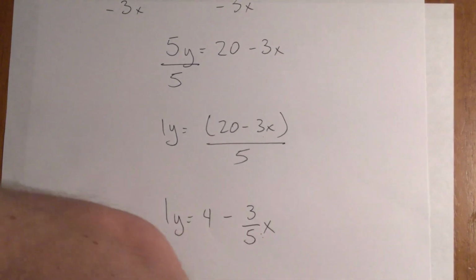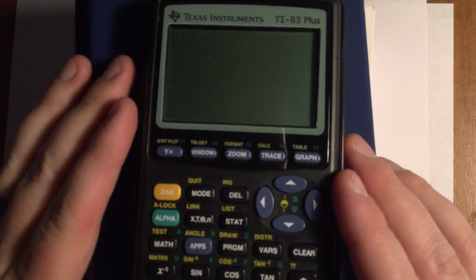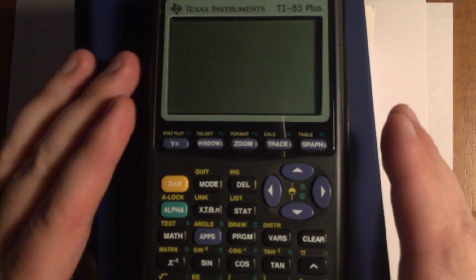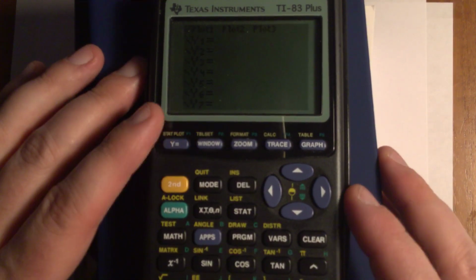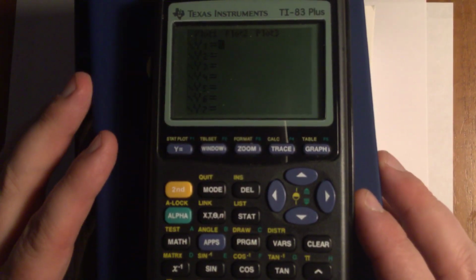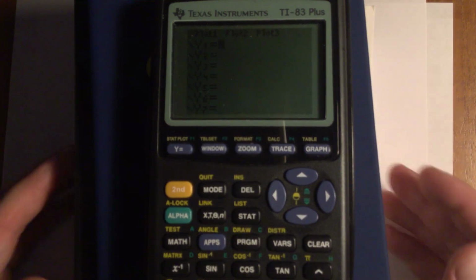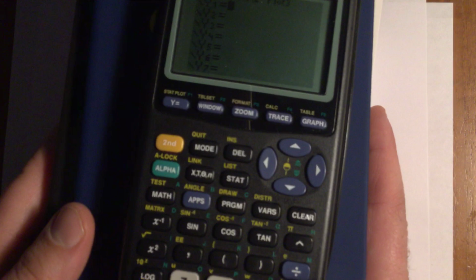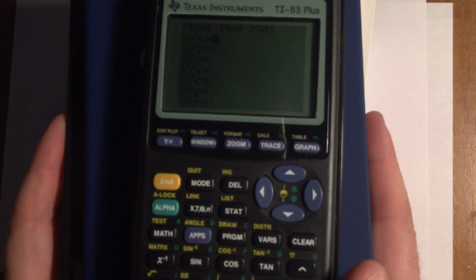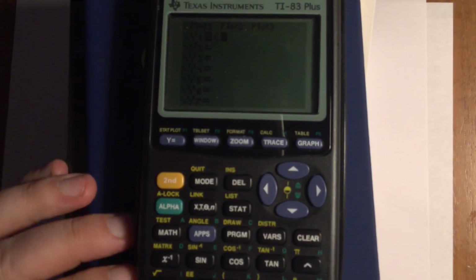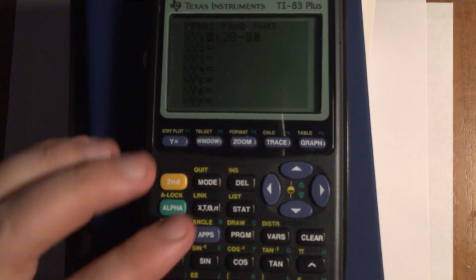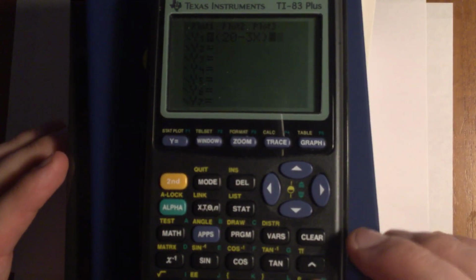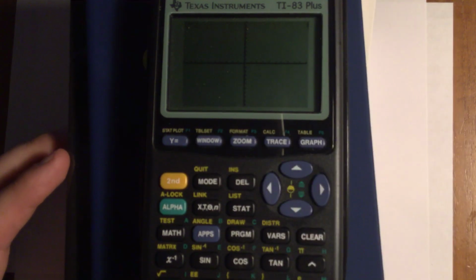So I have a little stack of books here, and I hope you can see this okay. I'll click the ones off. Okay, so I'm going to turn it on. I'm going to go to y equals, and I'm just going to enter my equation, which I should have written out to the side, which was 20 minus 3x, all that divided by 5. So in parentheses, I'm going to do 20 minus 3x, close the parentheses, and divide it by 5. And then graph it.